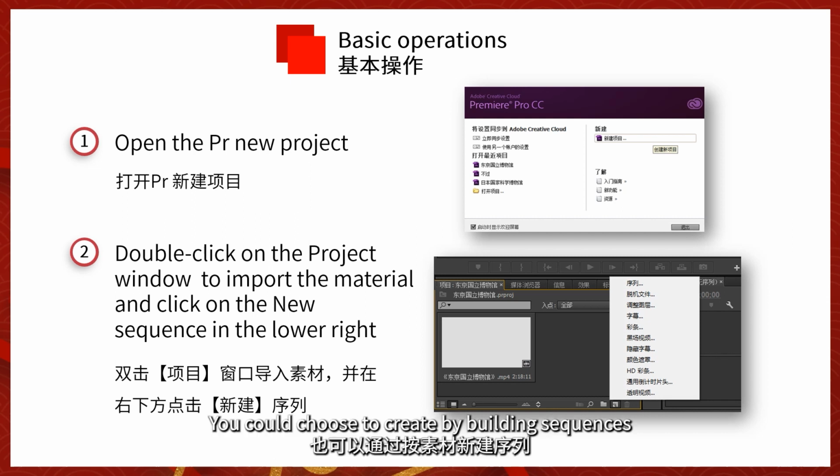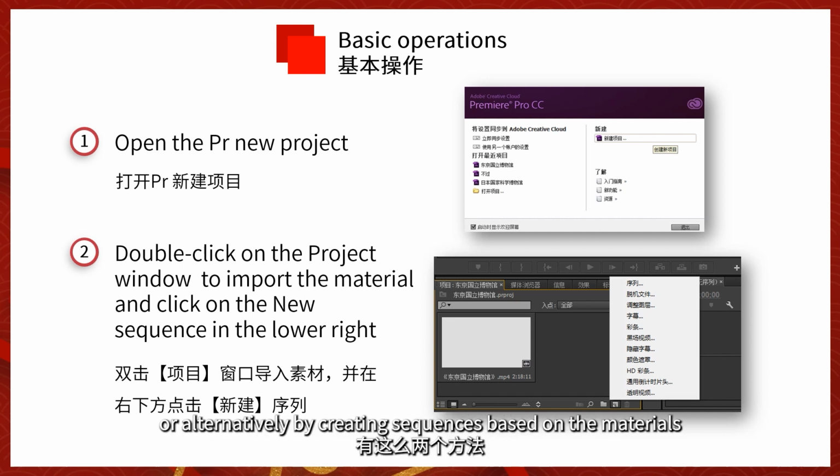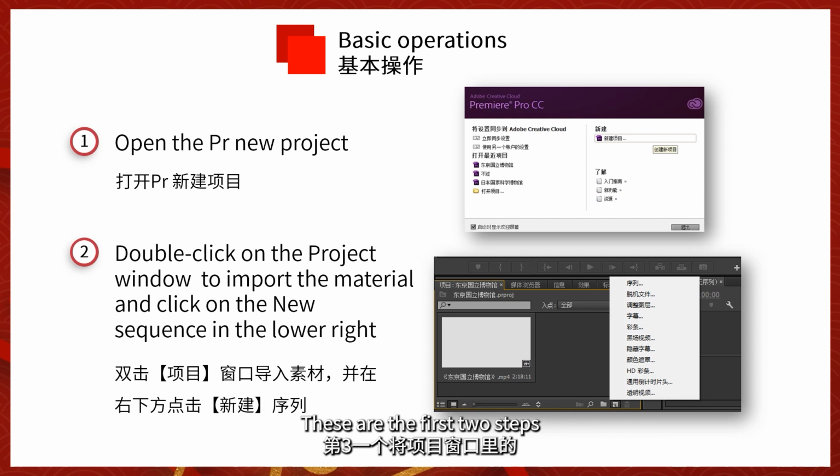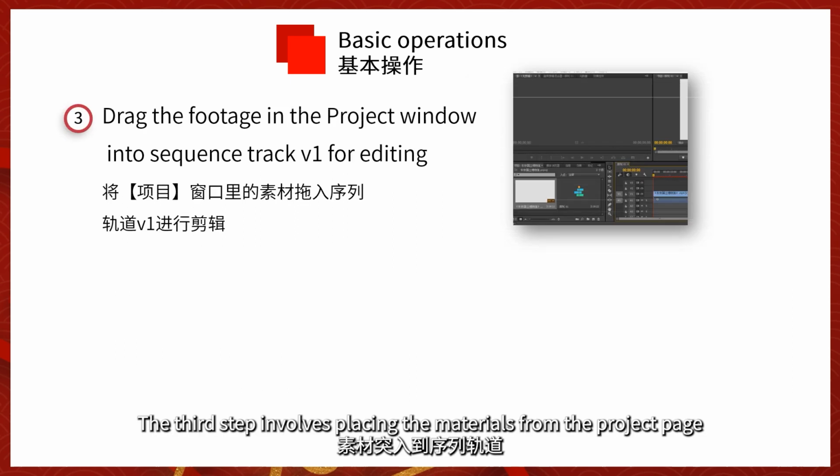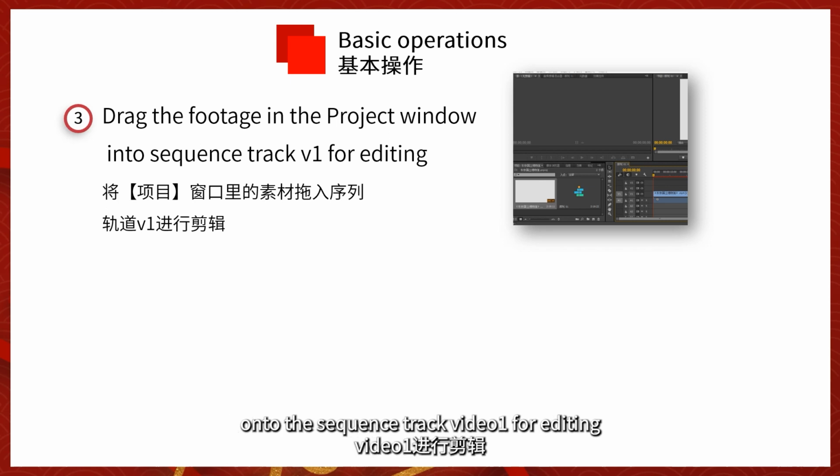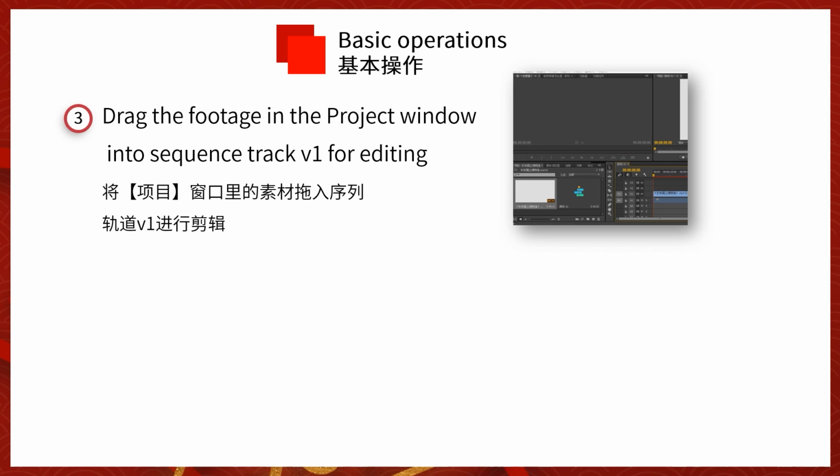You could choose to create by building sequences or alternatively, by creating sequences based on the materials. These are the first two steps. The third step involves placing the materials from the project page onto the sequence track video 1 for editing. What does this mean? Let's take a look.